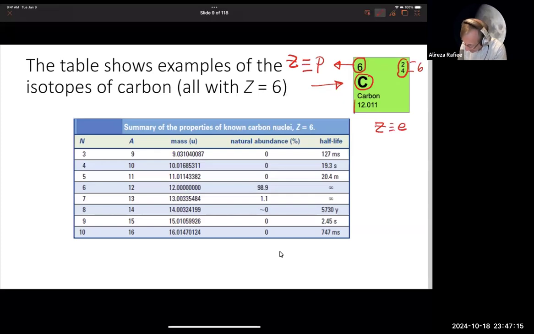Now, the number down here is not an integer. So it's not really the atomic mass number. What this is, literally, is the average atomic mass number. And the reason we have a non-integer average atomic mass is because carbon comes in a variety of different isotopes. We can have a carbon with 3 neutrons, or 4, or 5, or 6, or 7, or 8, or 9, or 10.